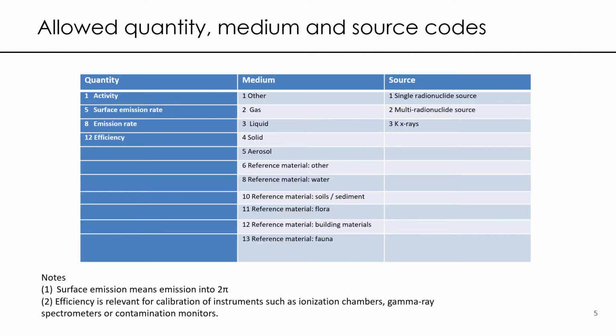So this slide shows you the allowed quantity, medium, and source codes that you can use. And surface emission rate, by the way, means emission into 2π. And efficiency is included so that you can claim CMCs for the calibration of instruments such as ionization chambers, gamma ray spectrometers, or contamination monitors.